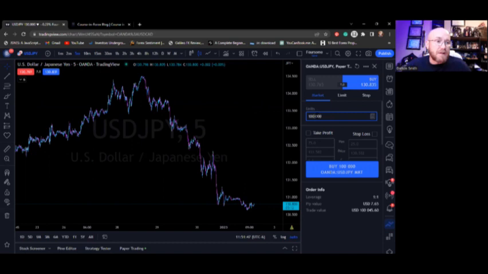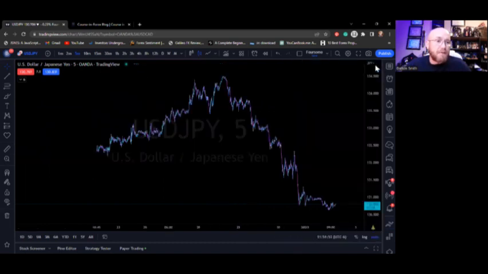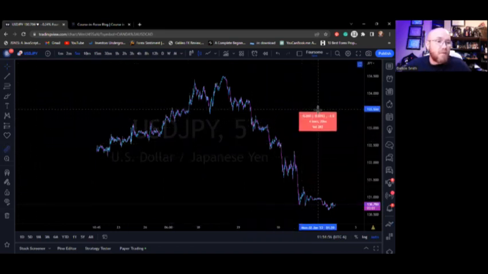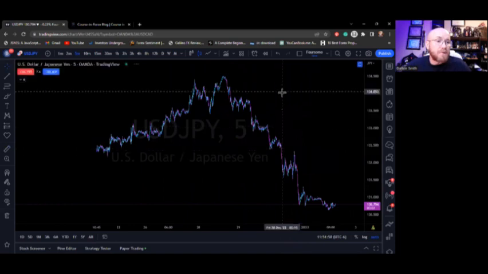So this is units, this is lot sizes, okay? And right down here is the pip value. And this tool right here, the measuring tape, is how we measure out our pips, okay?